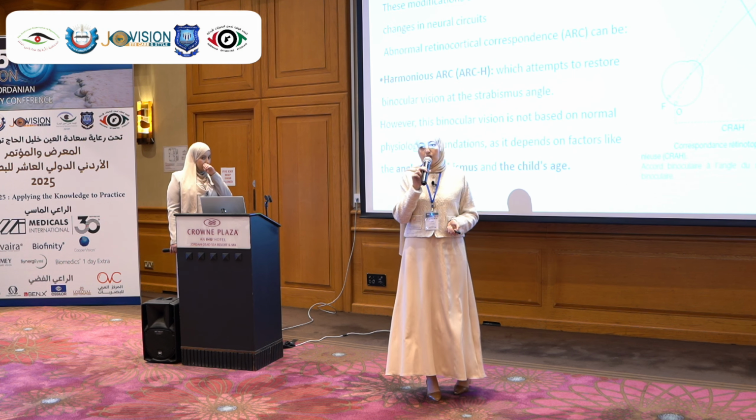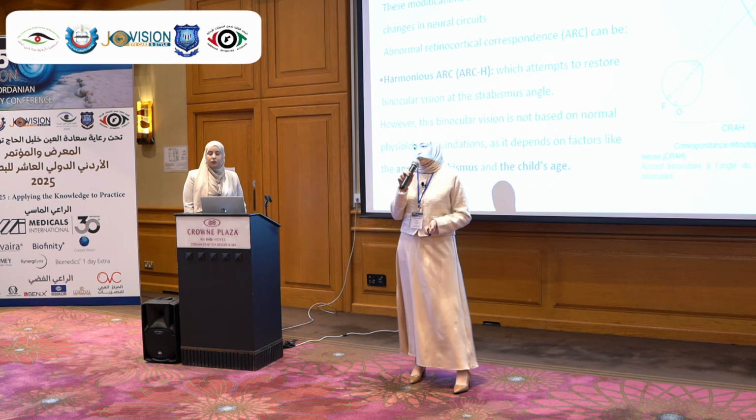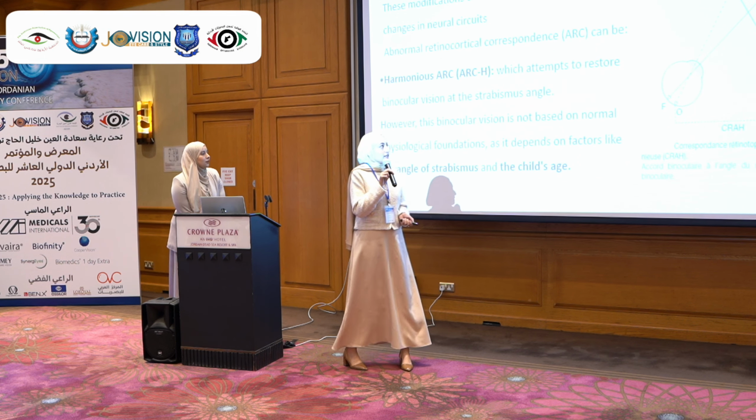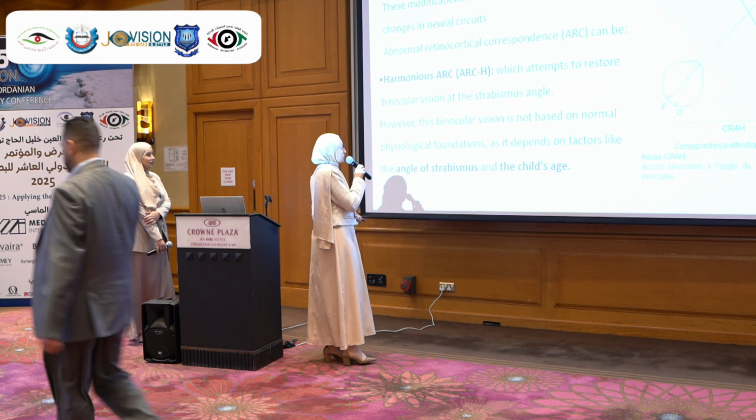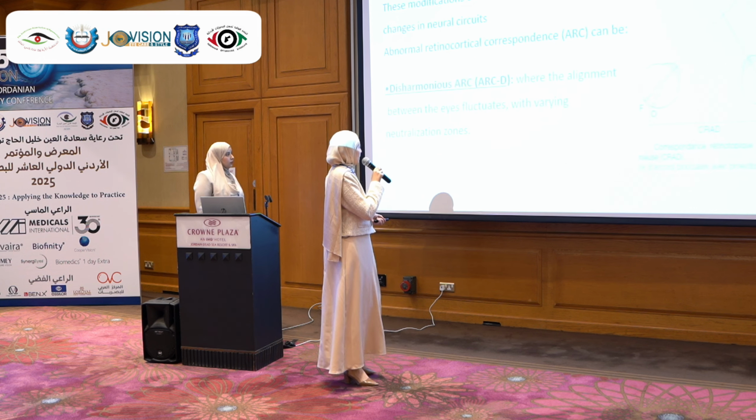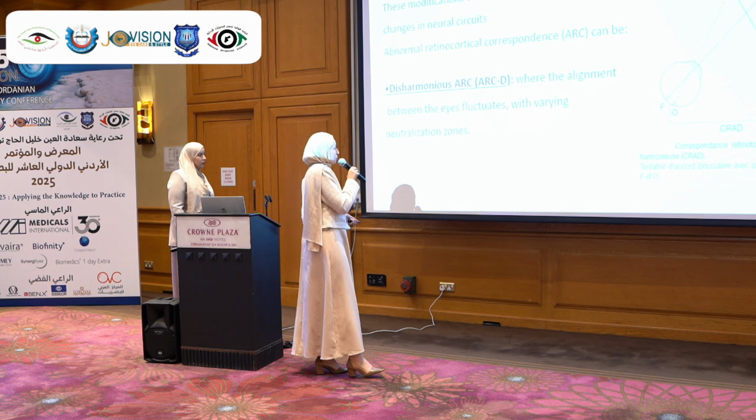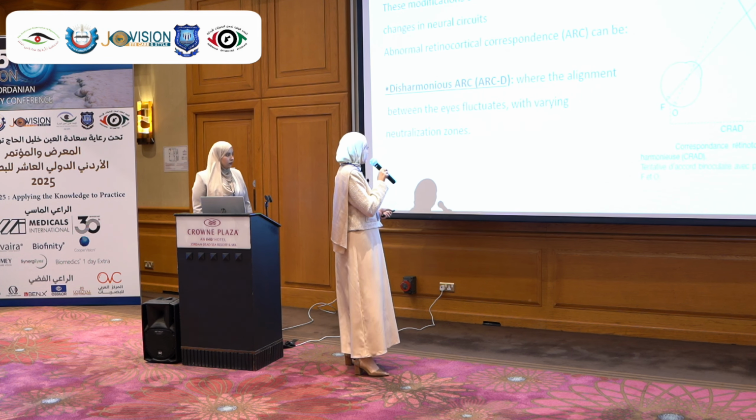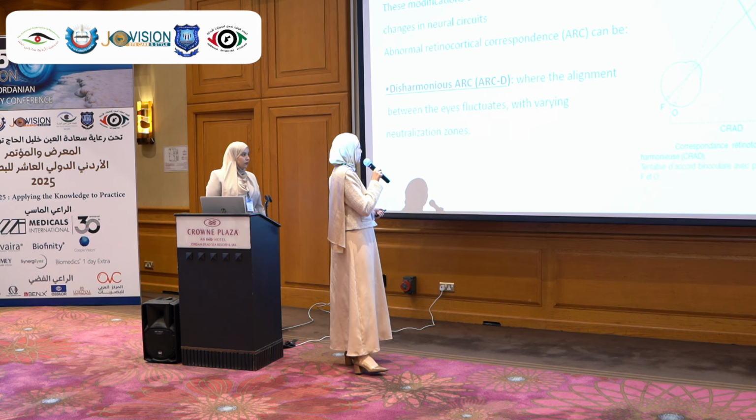Also, we have two different types of abnormal retinal correspondence. The first is ARCH, the harmonious, which attempts to restore binocular vision at the strabismus angle. And here we have a more extended scotoma to neutralize the angle zone, and it can lead to amblyopia. The second one is the disharmonious ARCD, where the alignment between the eyes fluctuates with varying neutralization zones.